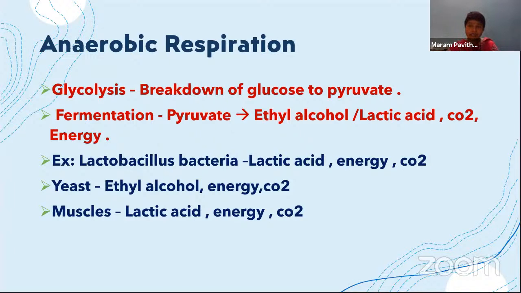If oxygen is not available at that time, why? When we perform physical activity, we require more and more energy. To get more and more energy, oxygen is not available in that much amount. Then what do our muscles do? Muscles require energy, so they immediately go for another type of respiration, that is anaerobic.